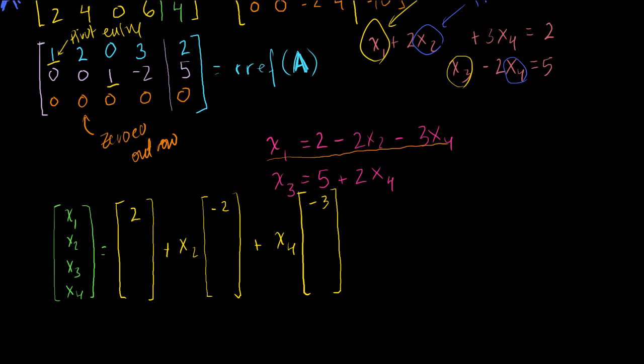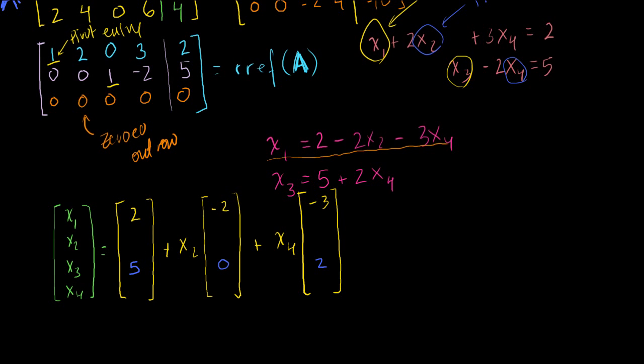Now, what does x3 equal? x3 is equal to 5. Put that 5 right there. Plus x4 times 2. x2 doesn't apply to it, so we can just put a 0: 0 times x2 plus 2 times x4.